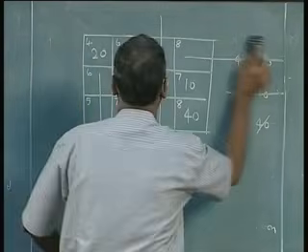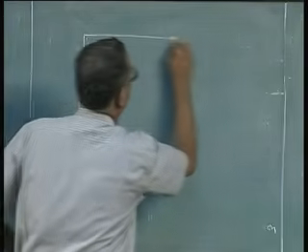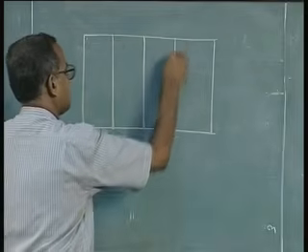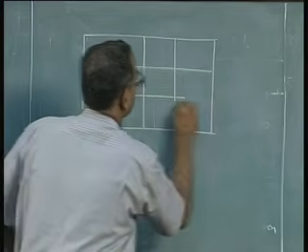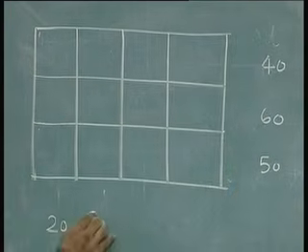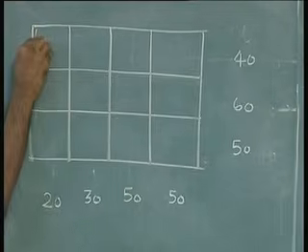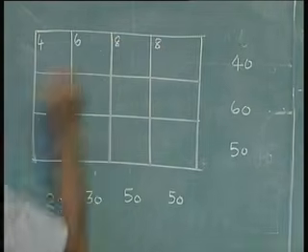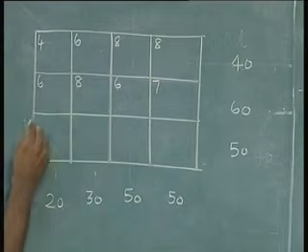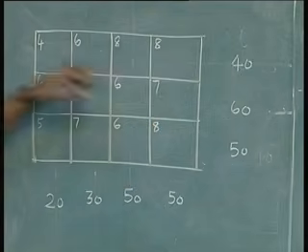Now let us look at a third method which we will use to find out a starting solution to the transportation problem, and let us do this. Now let us look at the first row.